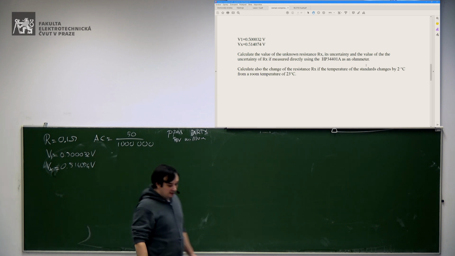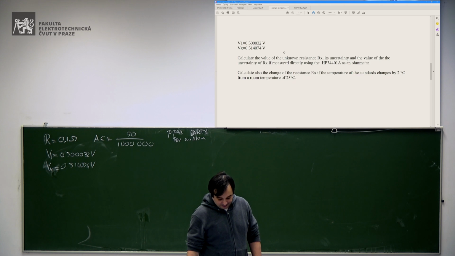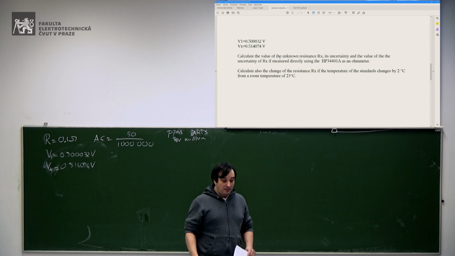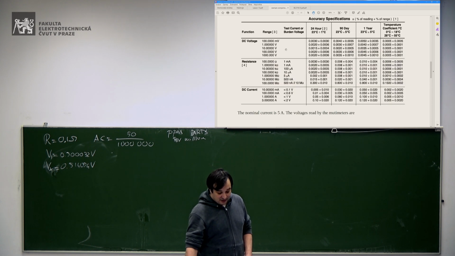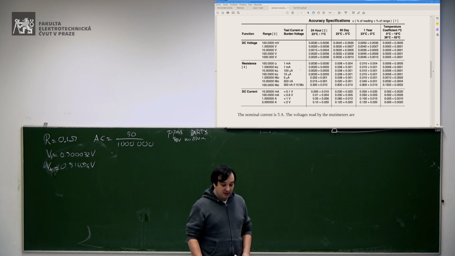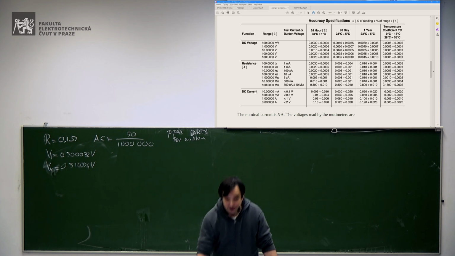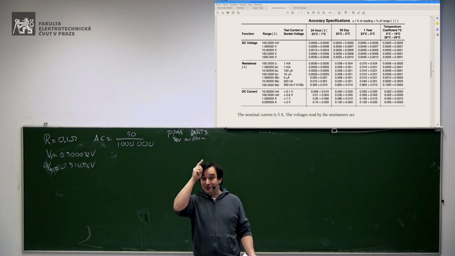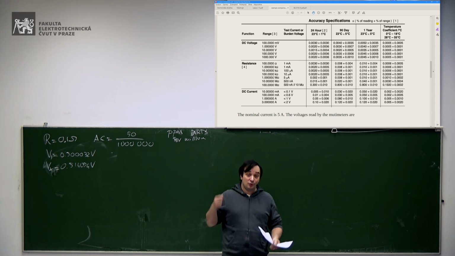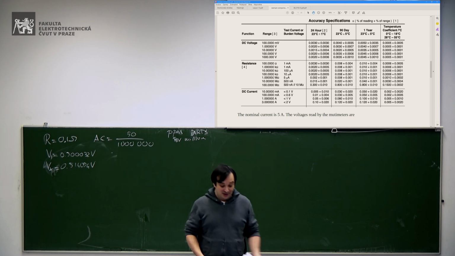We have to calculate the value of the unknown resistance and its uncertainty, both using this method and using direct measurement of resistance. Okay. Here you can see that you can measure a resistance of 0.1 ohms using this multimeter. And you need only one. You don't need 2 multimeters, and you don't need the standard. So why the hell should I complicate my life using 2 multimeters and the resistive standard, which is kind of pricey?